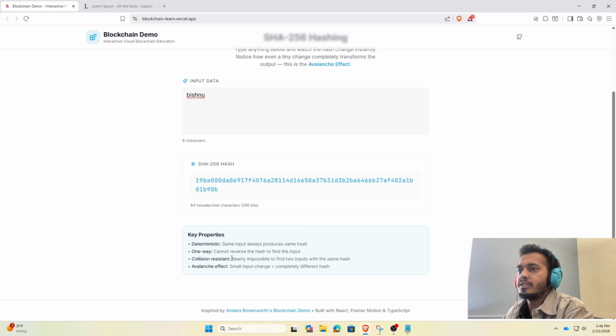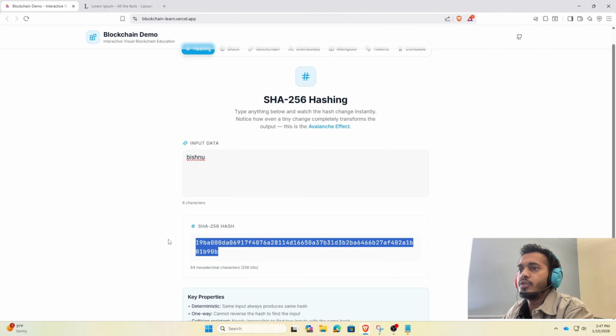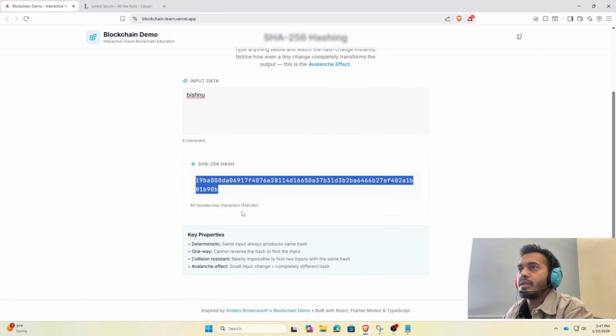And collision resistance means it's nearly impossible to find two inputs with the same hash. Every unique individual has a unique hash, so it's impossible to have two inputs with the same hash, right?